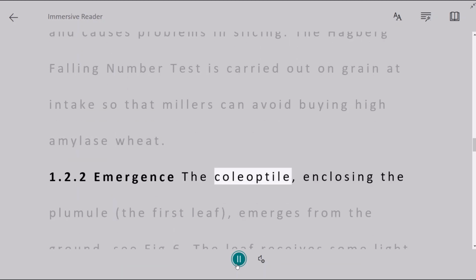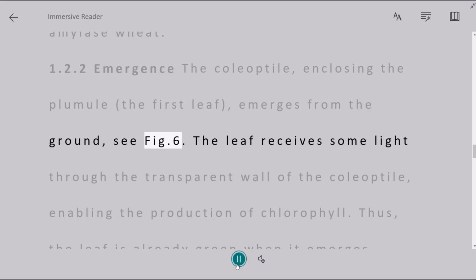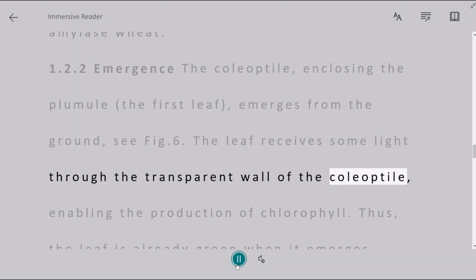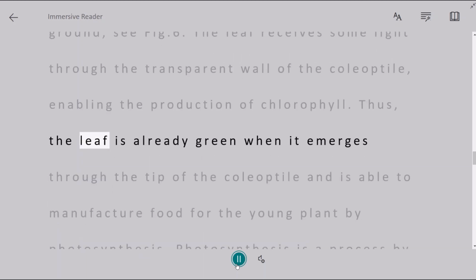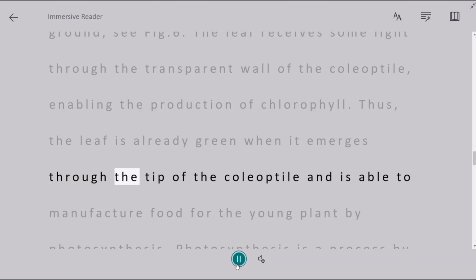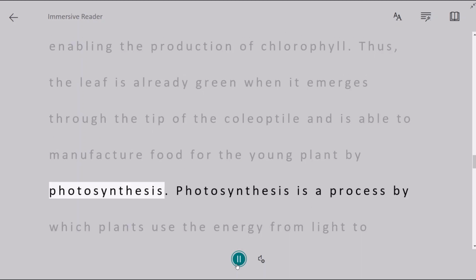1.2.2 Emergence. The coleoptile, enclosing the plumule, the first leaf, emerges from the ground, see Figure 6. The leaf receives some light through the transparent wall of the coleoptile, enabling the production of chlorophyll. Thus, the leaf is already green when it emerges through the tip of the coleoptile and is able to manufacture food for the young plant by photosynthesis.